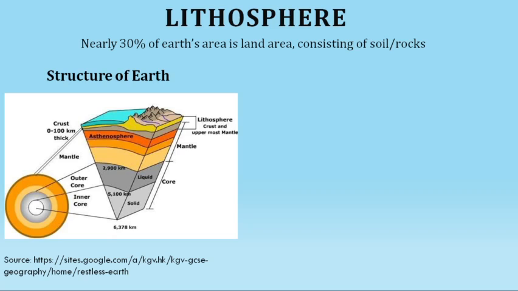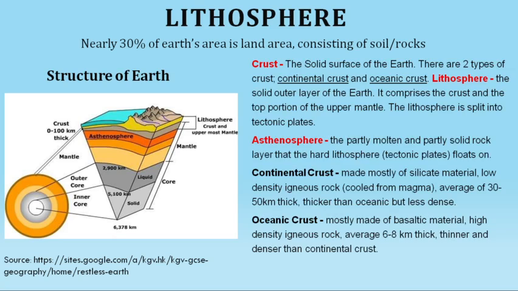So crust is the outermost layer of Earth, which is solid in nature, and its range is 0 to 100 kilometers. The solid surface of Earth is known as crust. There are two types of crust on this planet. The first is continental crust, and another one is known as oceanic crust. The rocks and soil which are present on the land are known as continental crust, and the rocks which are present at the bottom of the ocean are known as oceanic crust.